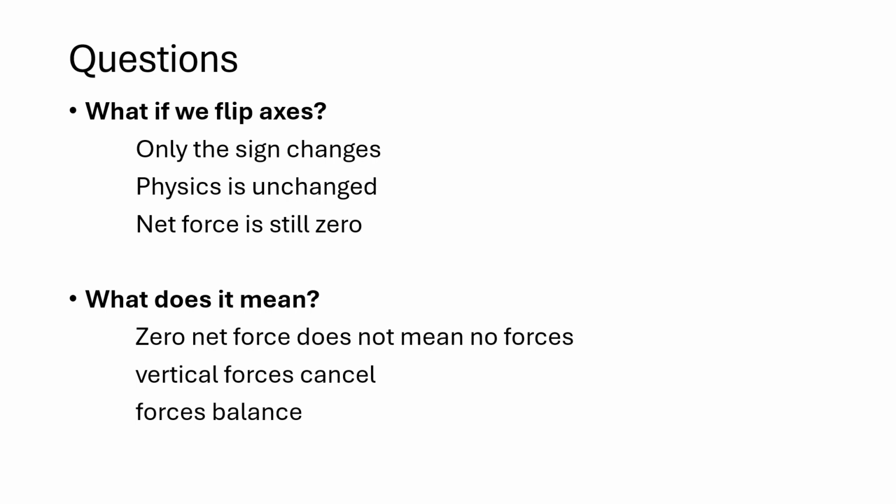And then what does that mean? When the net force is 0, it doesn't mean that no forces are acting on the object. It just means that the forces are balanced. That means that the forces cancel each other out, and the friction force is negligible enough to not count it. So there may be multiple forces acting on it, but they add together to give a net force of 0.